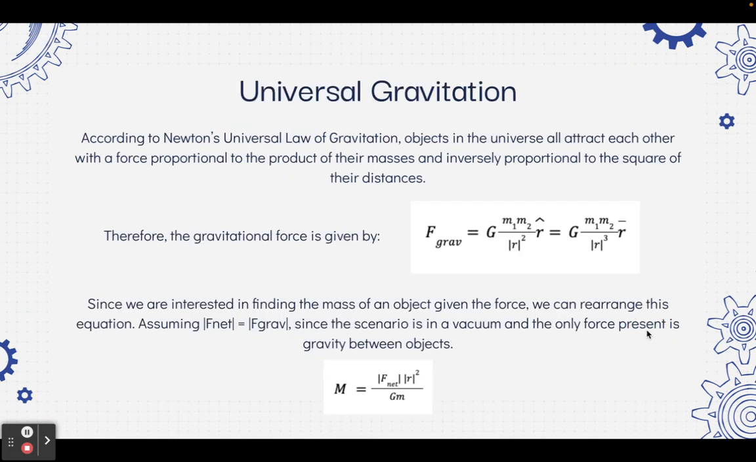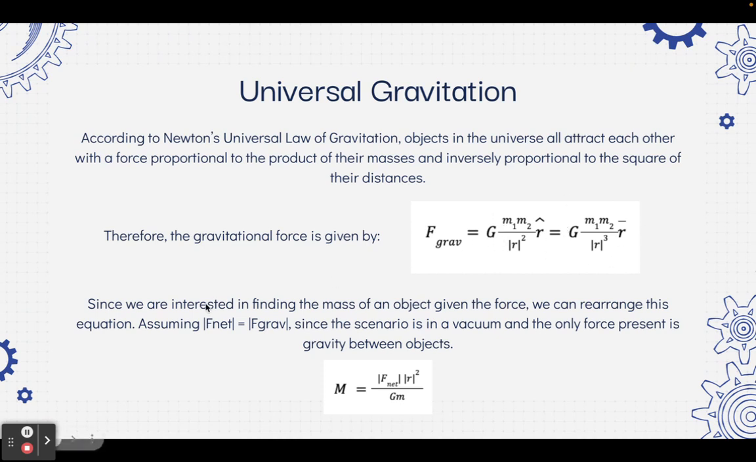So using Newton's universal law of gravitation, objects in the universe all attract each other with a force proportional to the product of masses and inversely proportional to the square of their distances. So we use this formula using the gravitational constant and these values.